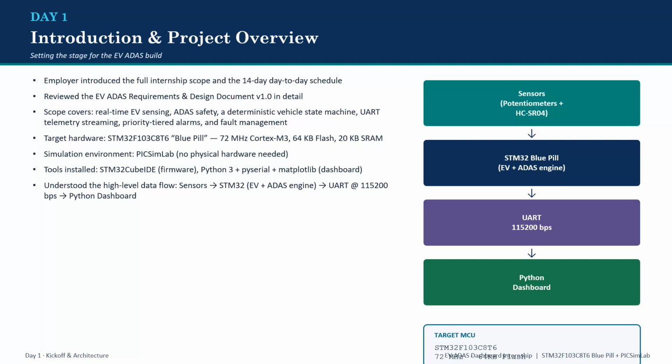the STM32F103C8, also known as the Blue Pill board. It's built around a 72 MHz ARM Cortex-M3 core with 64 kilobytes of flash memory and 20 kilobytes of SRAM. Since we didn't have physical hardware, we used Pixim Lab to simulate the entire board. We installed STM32CubeIDE for writing and building the firmware, and set up Python 3 with PySerial and Matplotlib for the dashboard side.